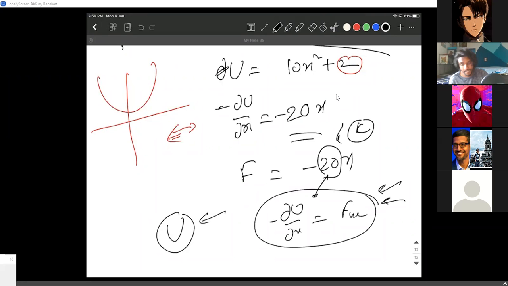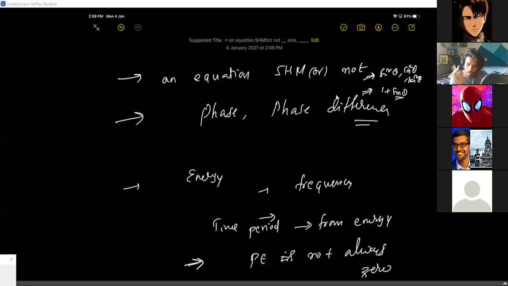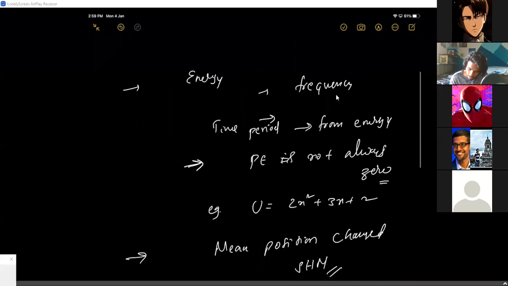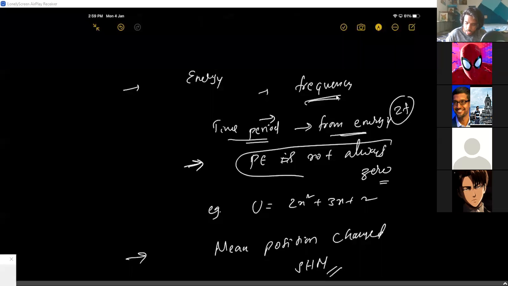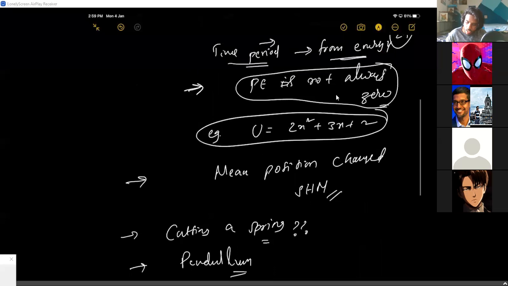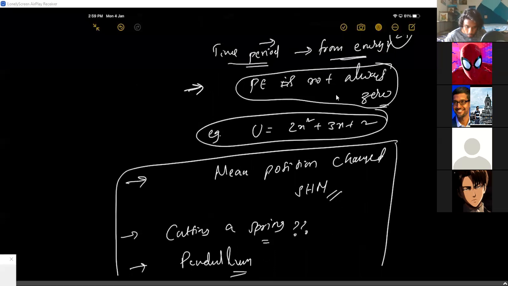The next thing that I wanted to discuss, frequency part, I discussed. Time period part is nothing but time period of energy is half, the frequency of energy is 2f. I discussed this part. The potential energy is not always 0 at mean position. I discussed an example like this. Now this part, shall we discuss it now? What is the time? 2:59.